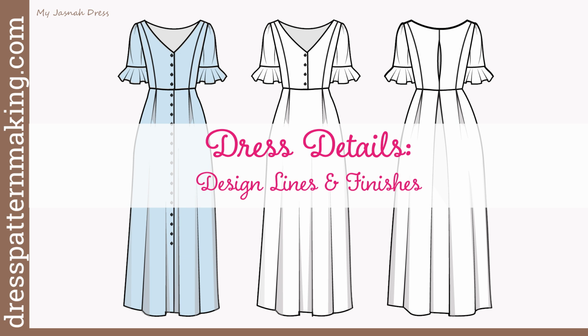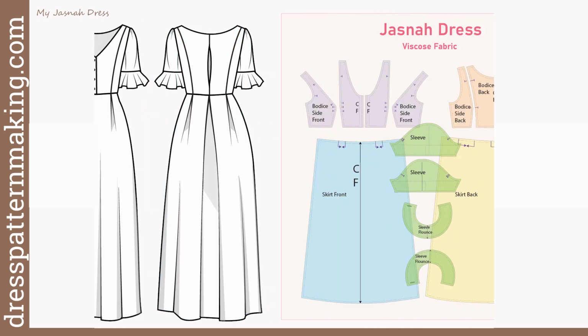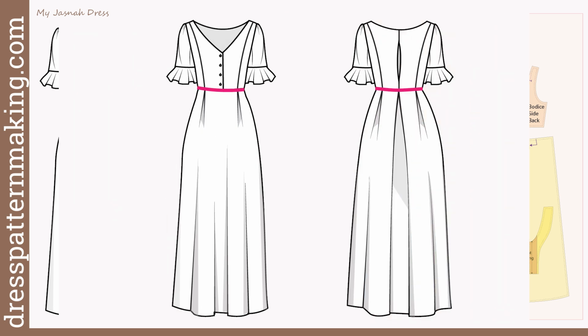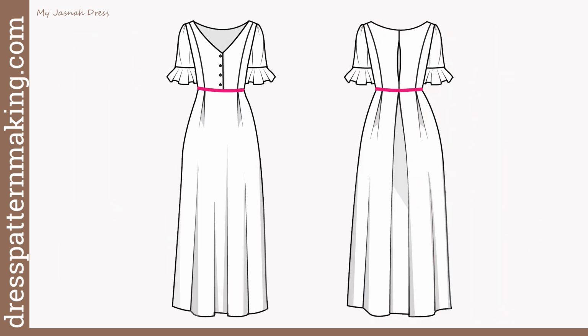Firstly, I'll quickly cover the dress details and go over the design lines and finishes. On the left-hand side are the flat drawings, front and back, and on the right-hand side the pattern pieces I'm going to end up with at the end of this video. The dress has an empire line. Now, the empire line is often just under the bust mound, but I have drafted mine a little lower. The neckline is cut out towards the shoulders with a V-neck front and a high back. There are buttons to the empire line at the front, of course.